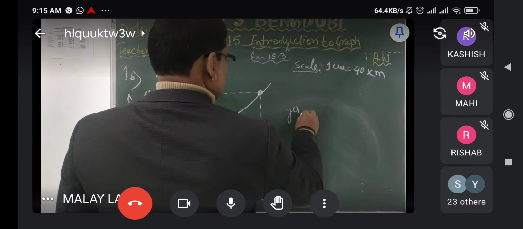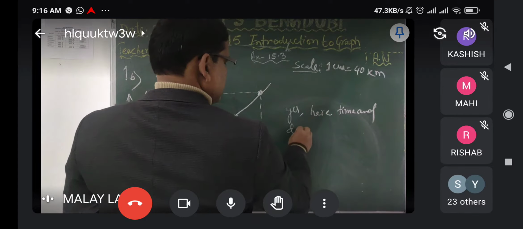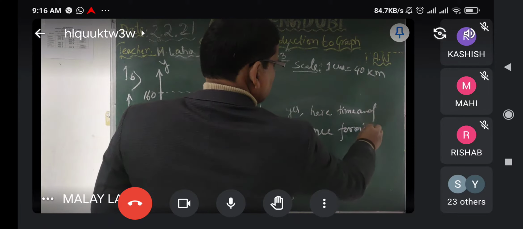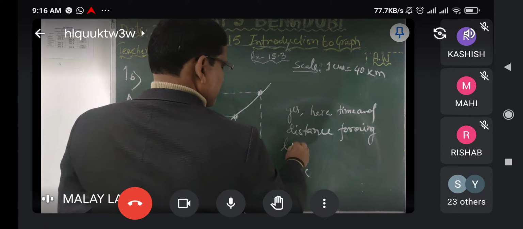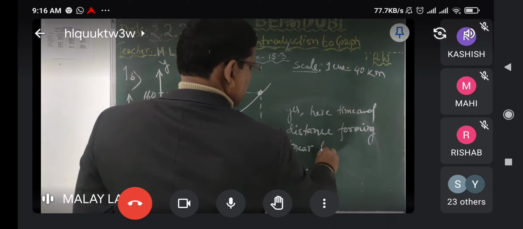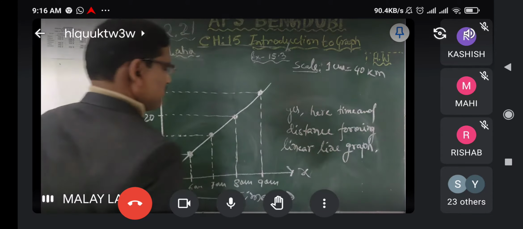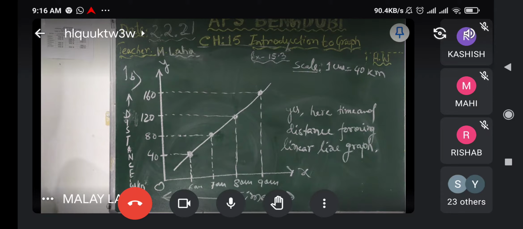So here time and distance are forming a linear line graph. That means they are making a straight line. Is that clear? Is it visible properly? Yes, sir. Complete it, please. So it is forming a very straight line.